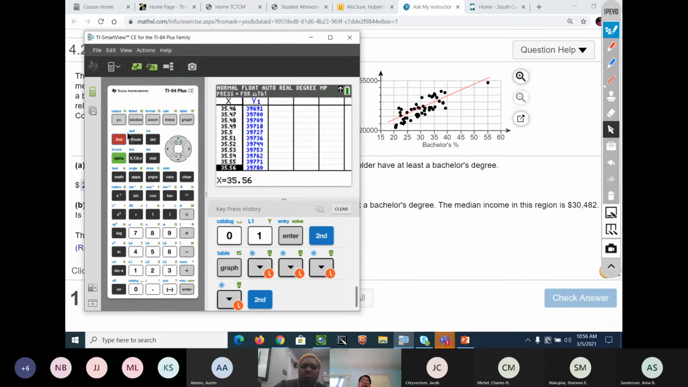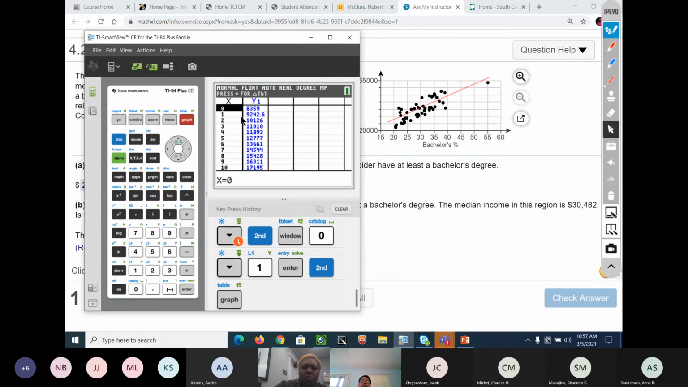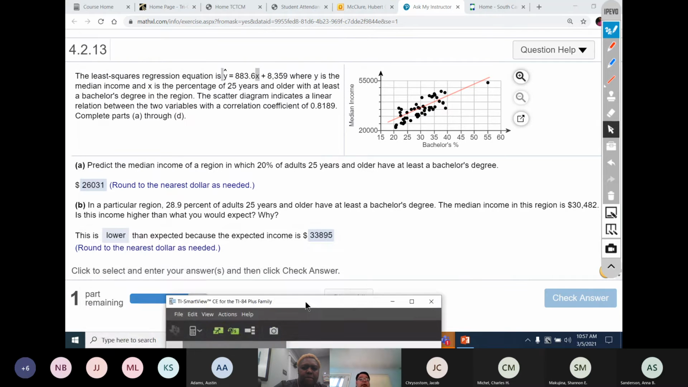So what does table set do? It sets up your table. Tells you where to start, what kind of increments you want. So here I'm going to put 0 again, and I'm going to put 1. That is standard. And hit enter, and hit second table. There's your numbers. So let's see what they want.